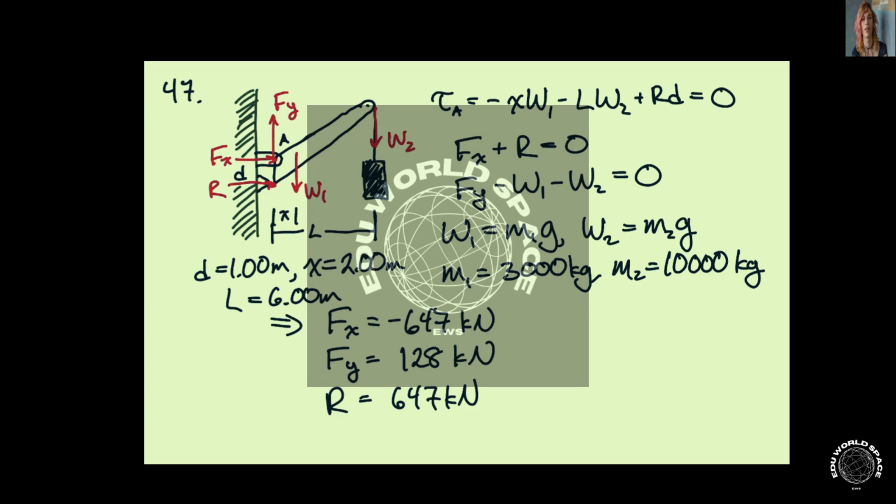We also know from a force balance in the horizontal direction that F of X here must be equal to minus R, so that means that's minus 647 kilonewtons. And then a force balance in the vertical direction says that F of Y must offset the total weight of this whole of the crane and the payload here, and that winds up being 128 kilonewtons.